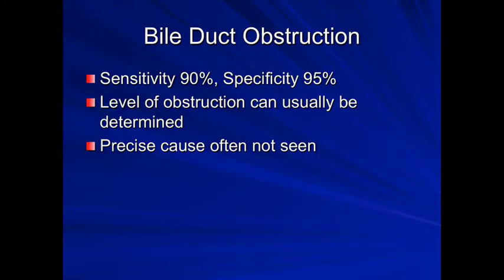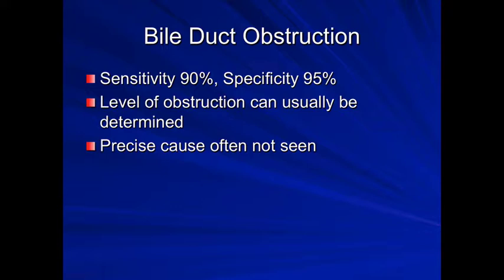So, moving on to bile duct obstruction. While ultrasound is very good for this, it has a sensitivity of 90% and a specificity of 95%. In addition, it can be used to determine the level of obstruction by looking at whether the intrahepatic ducts are dilated alone or whether there's also dilation of the common bile duct, and if so, is it just the proximal or the entire common bile duct.